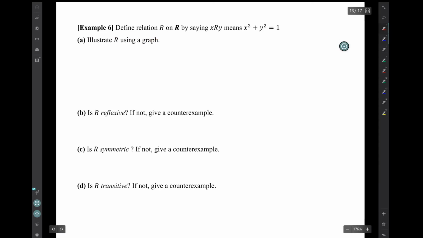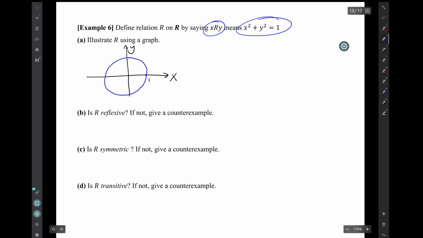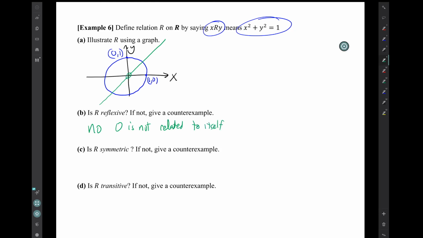Define a relation R by saying that xRy means this: x squared plus y squared equals 1. So illustrate R using a graph. Well, the graph is going to be the graph of a circle. Circle of radius 1. Is R reflexive? Well, no. There are some points on the main diagonal that are not on the circle. We can see that there is no point at 0, 0.